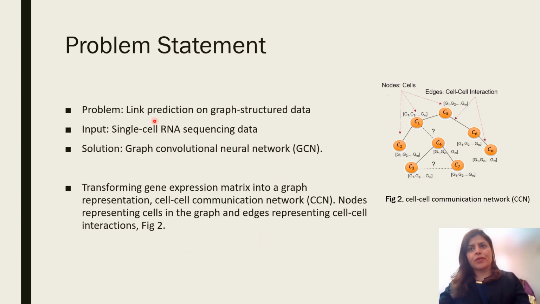Link prediction is one of the key problems in graph theory. Also, with the rapid advancement of single-cell RNA sequencing technology, researchers are becoming more interested in inferring cell-cell communication from single-cell RNA-seq data. A graph convolutional neural network could be a possible solution to this problem. It means we can transform the gene expression matrix into a graph representation, a graph structure, in a way that nodes represent cells in the graph and edges represent cell-cell interactions.